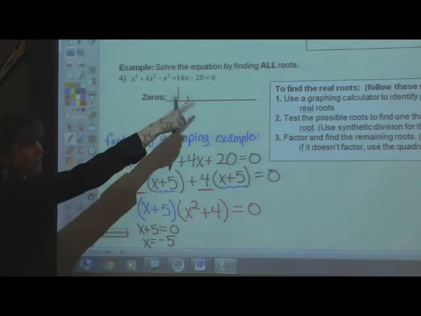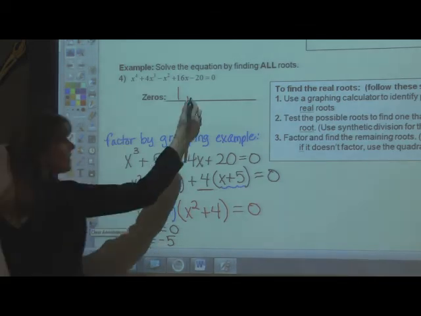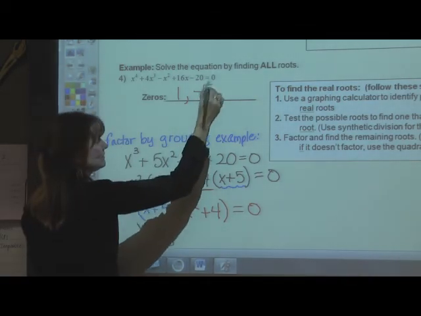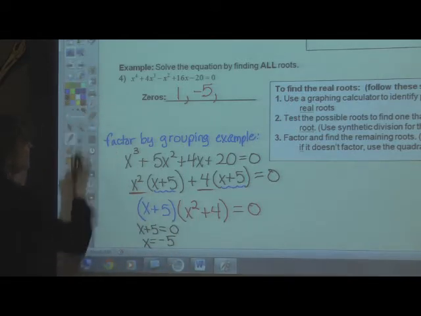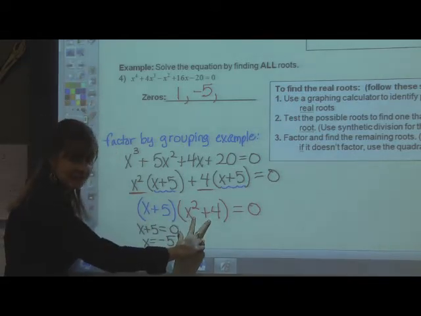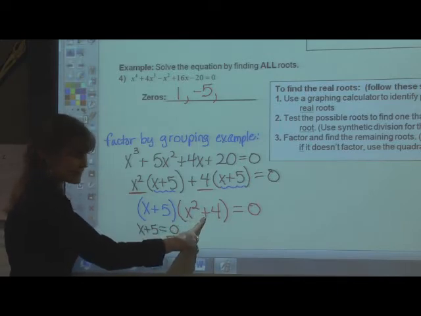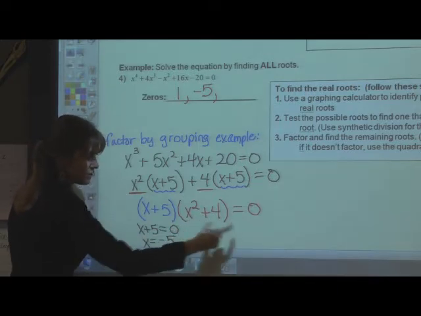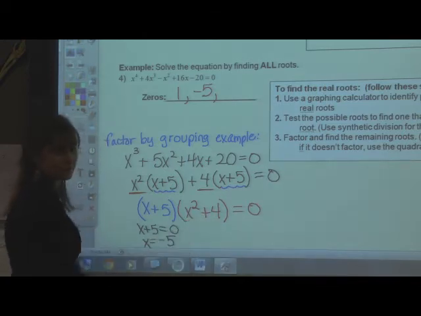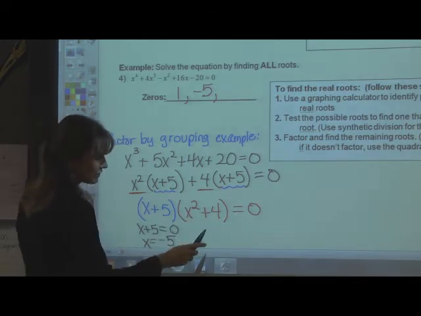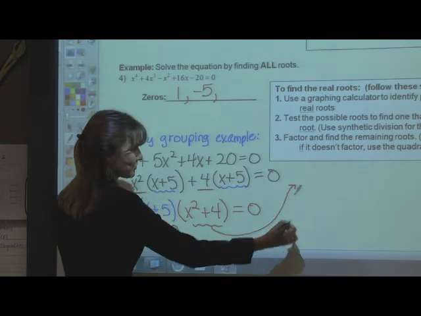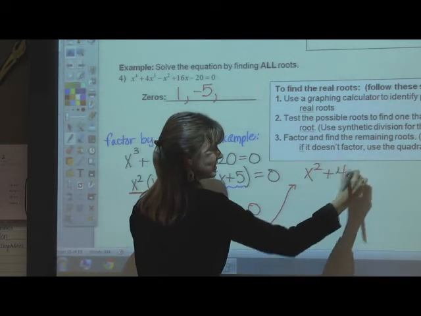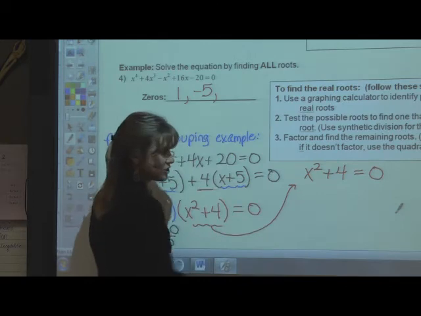Well, yay! Of the 4 zeros that I need, I now have 2. I have positive 1 and negative 5. There are 2 more zeros to go. Do you see this part right here? This is not the difference of 2 squares. You have to have a minus sign in there to factor that using the difference of 2 squares. This one is an imaginary answer. So let me take this part and focus it over here. Let's factor an imaginary situation.